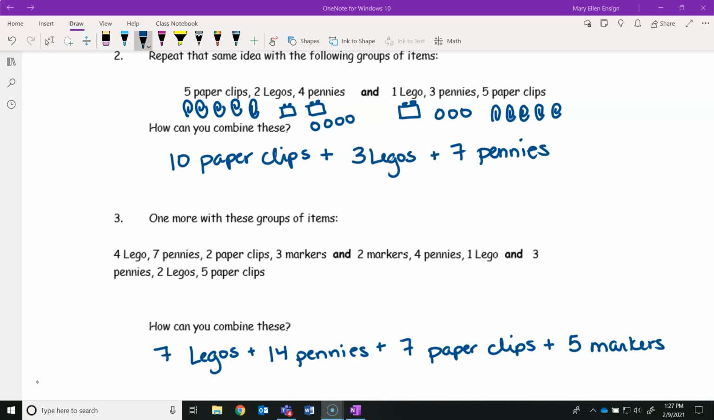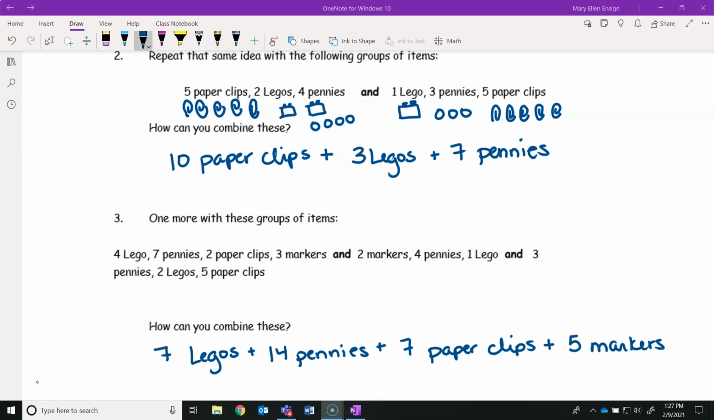And so I drew them out for the first one here. Sadly, while I was gone, my paperclip drawings did not get any better. But we have 5 paper clips, 2 Legos, and 4 pennies. 1 Lego, 3 pennies, and 5 paper clips. So it doesn't matter if paper clips were listed first or last. I know I can put those together and have a pile of paper clips. So if I have 5 and 5 more, I have 10 paper clips. I have 3 Legos, and I have 7 pennies. Now I put plus in here like we had last time. You could have just had commas between them for now because it didn't really specify.